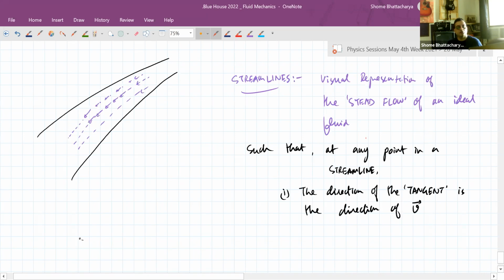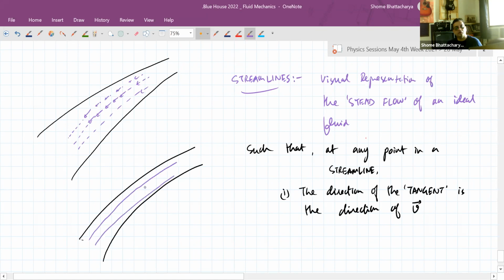Okay. So in the streamline that we are drawing, at a particular point, going through a particular point, if the streamline has a tangent in a particular direction. So at this point, if I draw the tangent, let's say the tangent is in this direction. So the velocity vector will be along that direction.